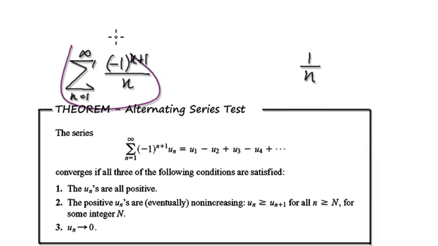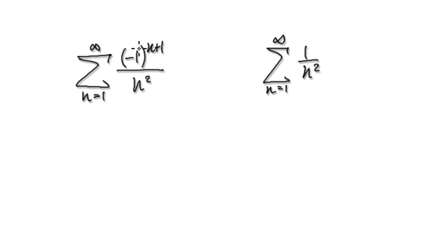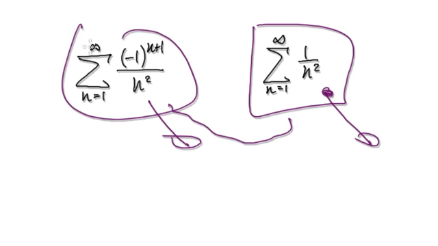Okay, so let me give you another example. If you look at this example, look at the absolute version of this. That will then be this. Now we know that this series converges, because we've seen it many times. So therefore, there's a theorem that says that if the absolute version converges, then the original series will automatically converge. So this converges absolutely.